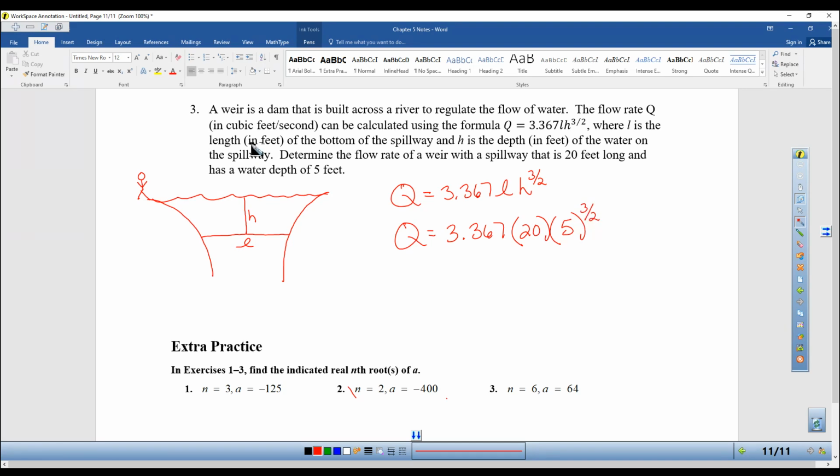So while it looked like a complicated problem, a lot of times some things are just plugging things into the formula. You can go ahead and do that on your calculator, and the answer is 752.884. And this is going to be cubic feet. They gave that to you, cubic feet per second.